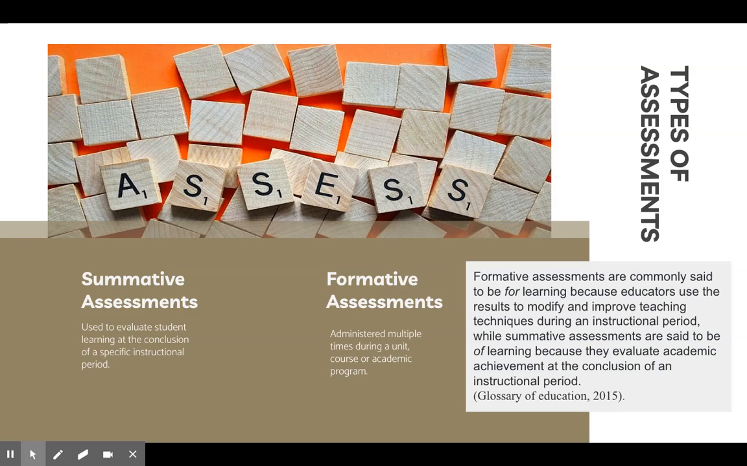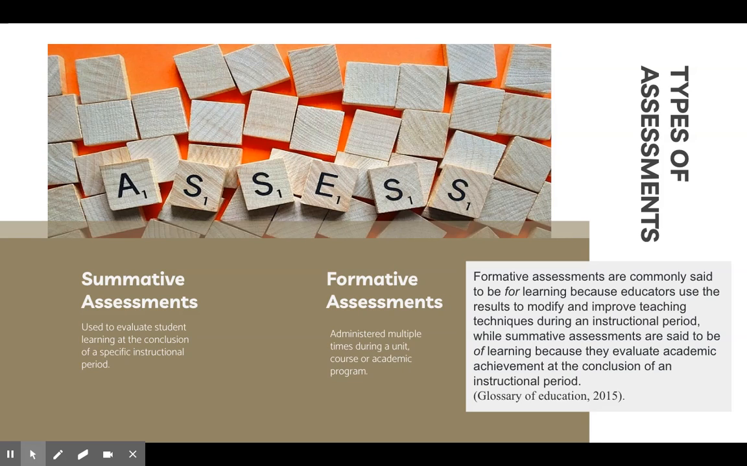Formative assessments are in-process evaluations of student learning that are typically administered multiple times during a unit, course, or academic program. The general purpose of a formative assessment is to give educators in-process feedback about what students are learning or not learning so that instructional approaches, teaching materials, and academic support can be modified accordingly.